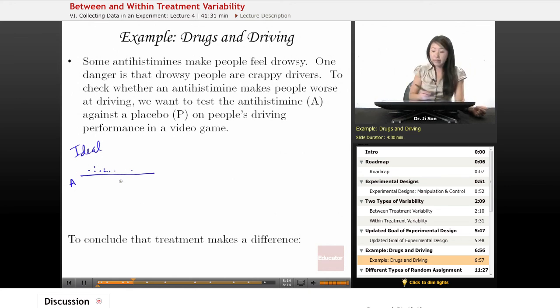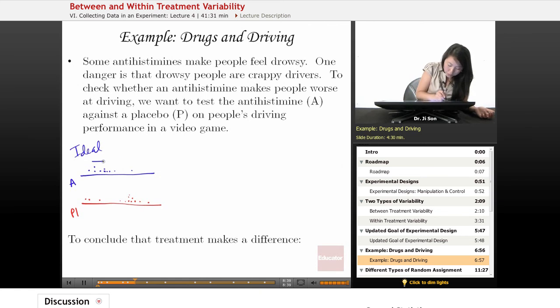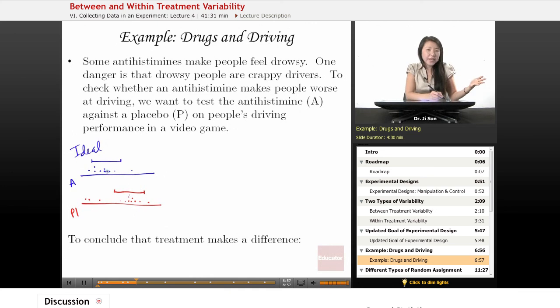Maybe one guy gets a high score, right? But maybe the placebo group will just tend to all get, most of them tend to get high scores, right? So if we had something like this, then we see that even though there's within treatment variability here, and there's some within treatment variability here too, the means are probably far apart enough that we could say, oh look, the antihistamines seem to be different than the placebo group. And so that between treatment difference is still big enough that we could see it.